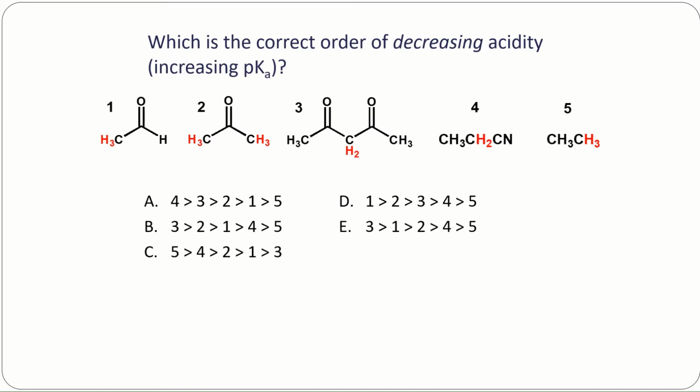Herein, I've asked this question: which is the correct order of decreasing acidity? I know for a fact that I can get rid of this one. Why? Because I know that the alkane is the least acidic, i.e. the compound with the largest pKa. So that leaves me with the other four choices. Have a pause here, work on that, and we'll discuss it during our sessions.